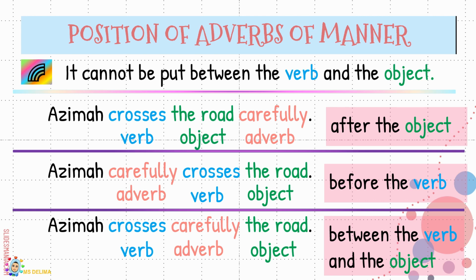The last one, Azimah crosses carefully the road. The word carefully, which is an adverb of manner, is put between the verb and the object. The verb here is crosses and the object is the road. So this is wrong, totally wrong. You cannot put an adverb of manner between the verb and the object.